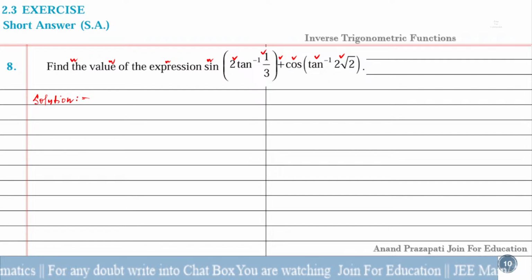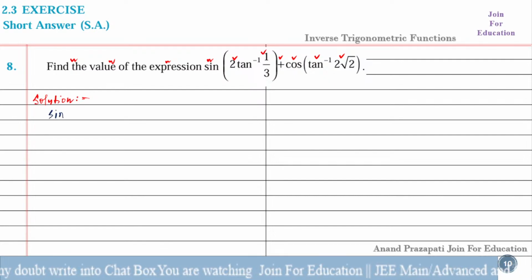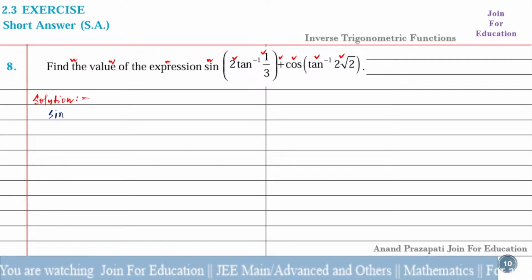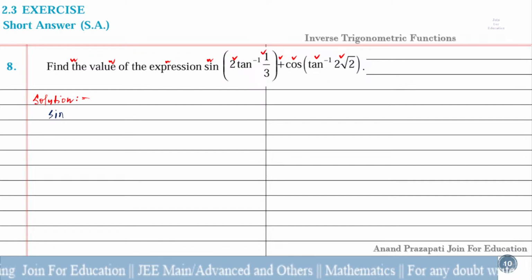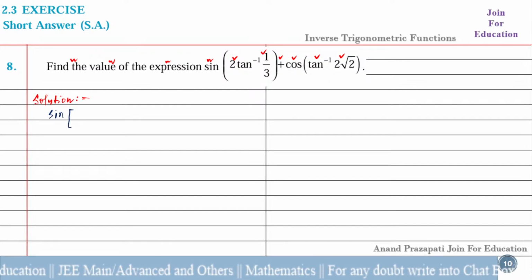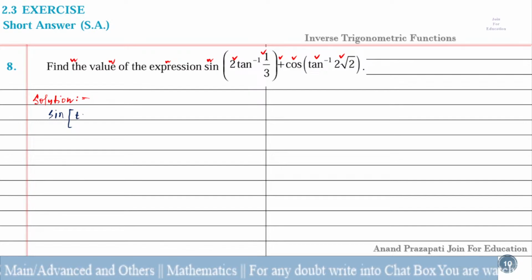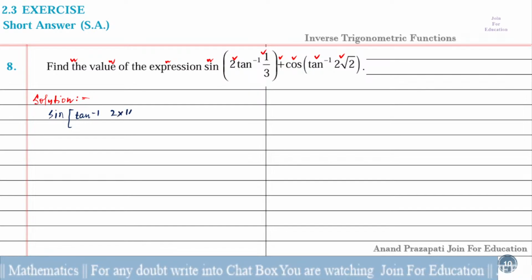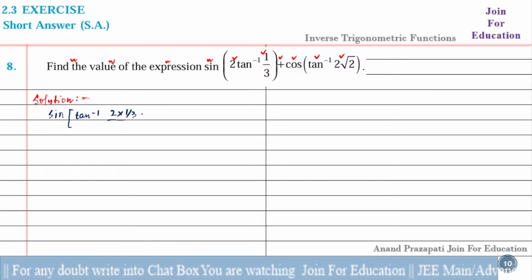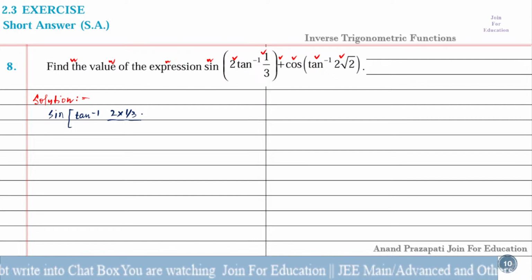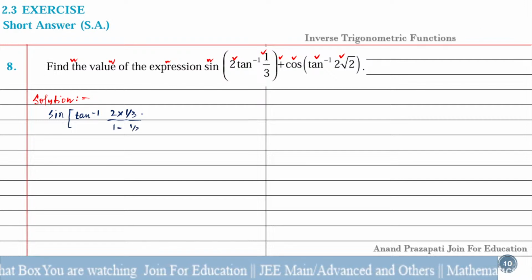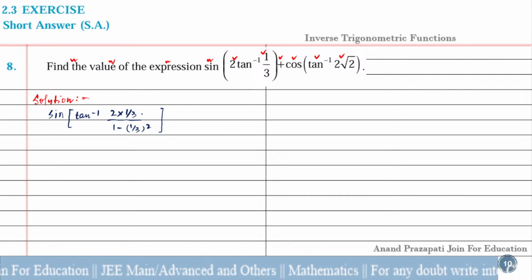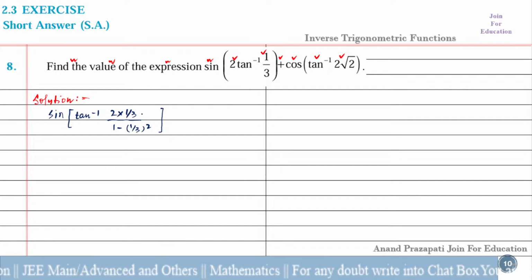So we write down here sine of 2 tan inverse 1 by 3. For this we apply the formula: 2 tan inverse x equal to tan inverse 2x by 1 minus x square. It means that 2 into 1 by 3 by 1 minus (1 by 3) whole square. There is no problem to understand up to these steps.